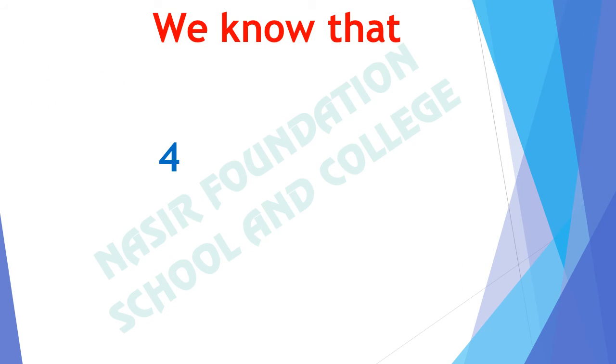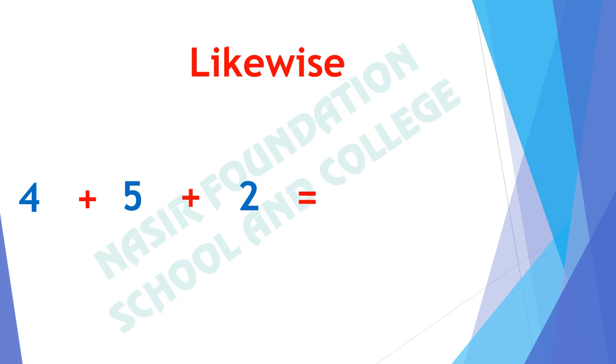Now we will change the position of the numbers. We will add 4, 5 and 2. In the first step, 4 and 5 are added. That makes 9. 4 plus 5 makes 9. Now we will add the remaining digit. Now we will add 9 and 2. If we add 9 and 2, we get 11. It means if we add 4, 5 and 2, we get 11.